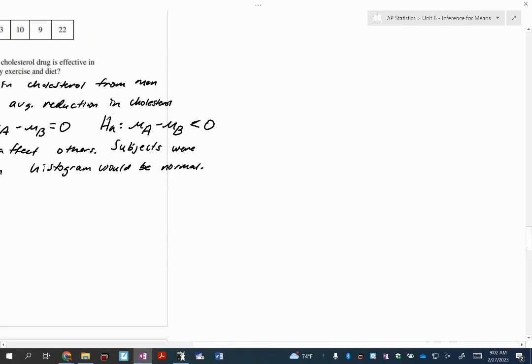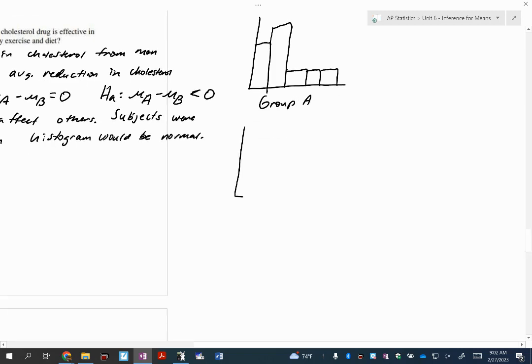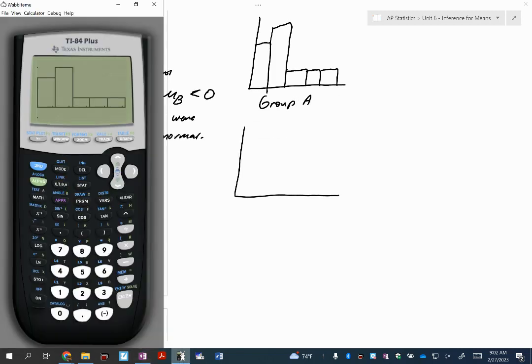Let me sketch group A over here. Looking at it again, we've got one here, then a little higher, and then we've got 3 lower ones. This is our group A. Now I'm going to sketch group B. I do the same thing, but they're in my list 5.